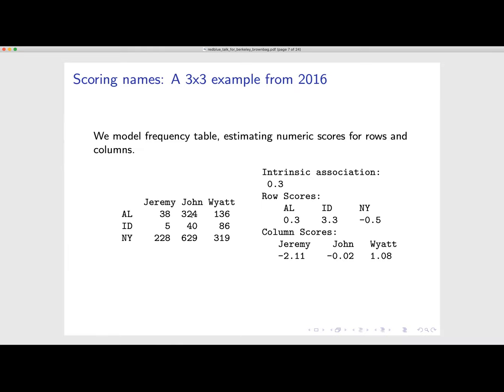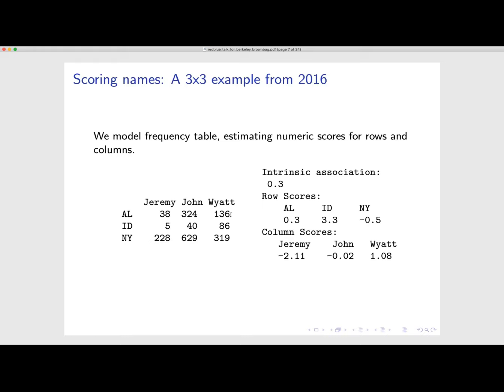Okay, so it's a cross-classification, a cross-tab. These are all qualitative categories, states and names, but we somehow want to assign quantitative scores to them. And that's what Leo Goodman's model does. It tells you how much the rows are associated with the columns. The rows can be anything. Columns can be anything. They can be colors, they can be flavors, they can be brands of soap.